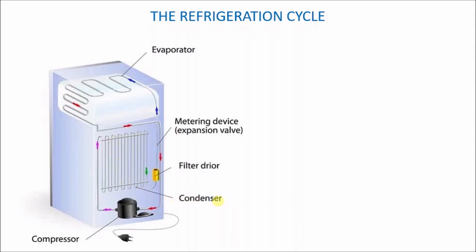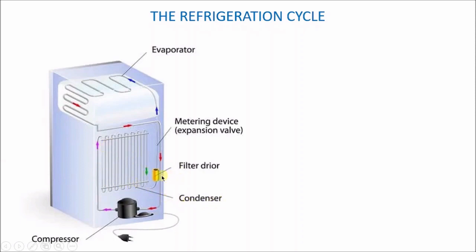The purpose of a condenser is to condense, and you know what condensation is: to turn a gas into a liquid. So in this case, it's the refrigerant that is going to be turned into a liquid by the condenser. So these coils that you see here, this whole thing, is called the condenser.